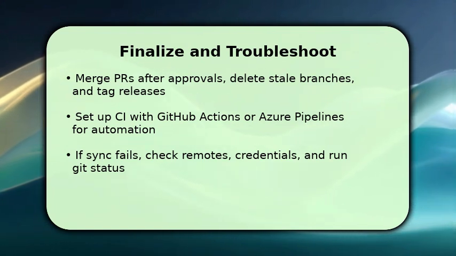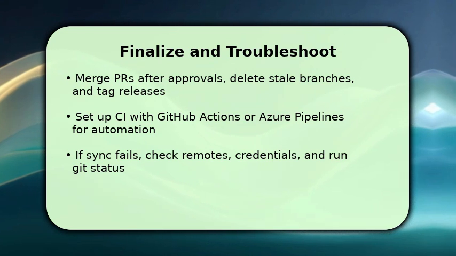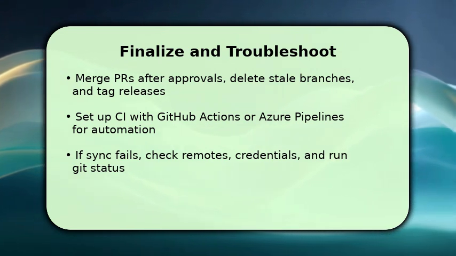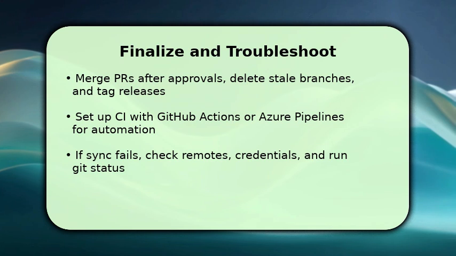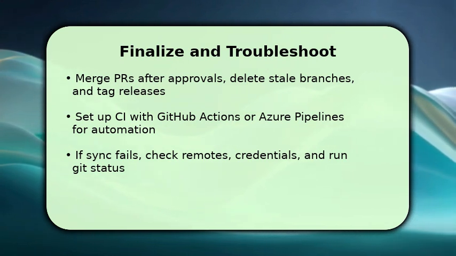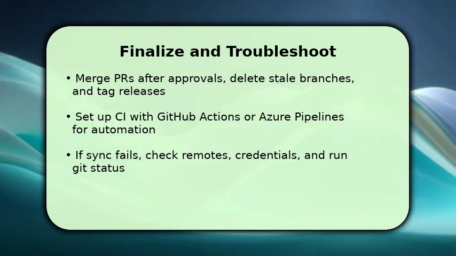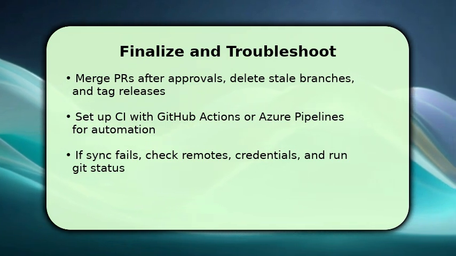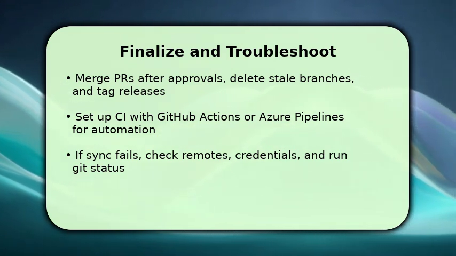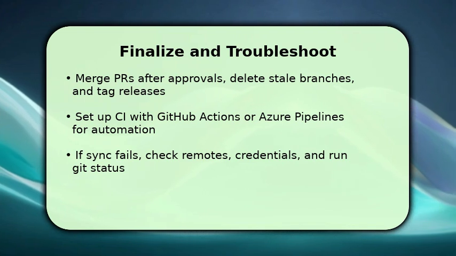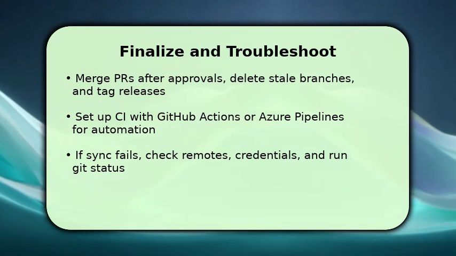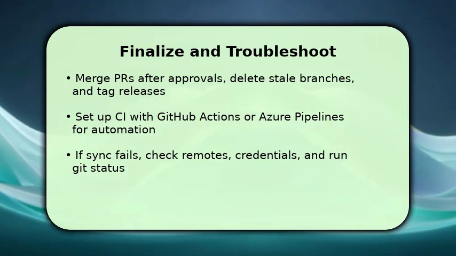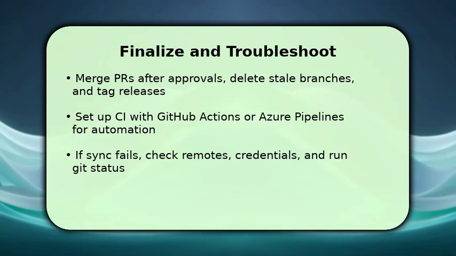Make sure automated CI runs for each push by configuring GitHub Actions or Azure Pipelines so you catch issues early. If you run into synchronization problems, first run git status to see local state, verify the remote URL and your credentials in Visual Studio, and use pull rebase or the merge tool as appropriate. If authentication fails, re-authenticate.